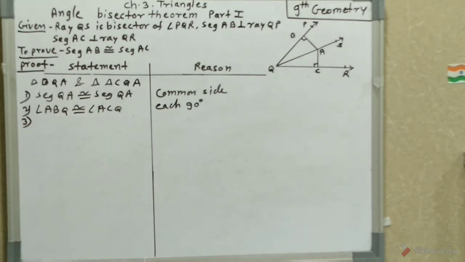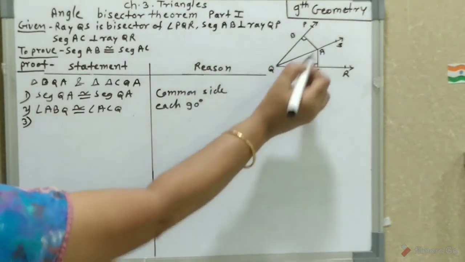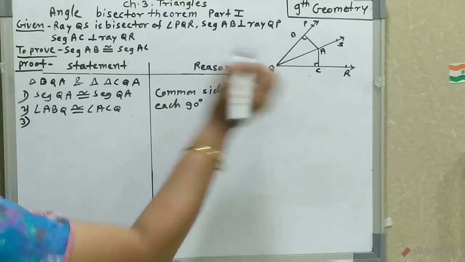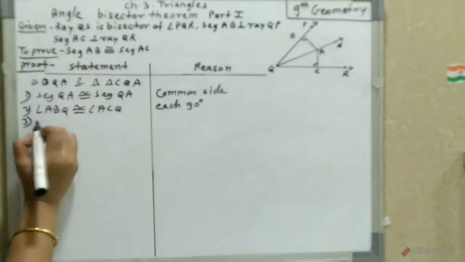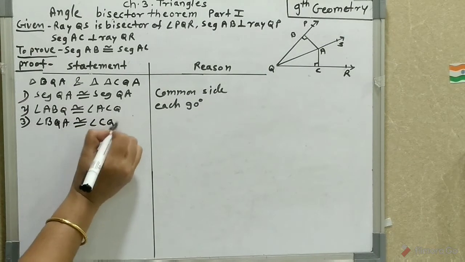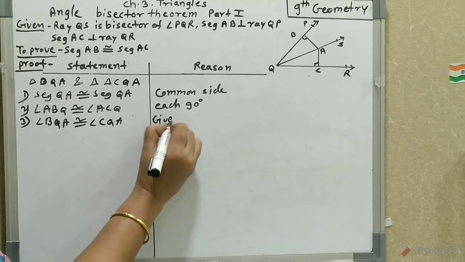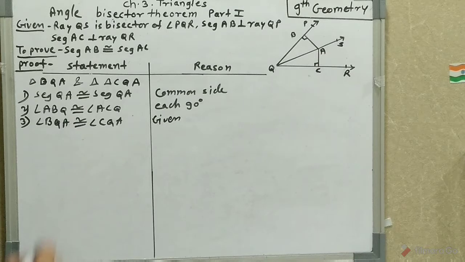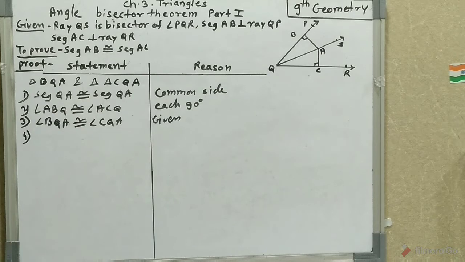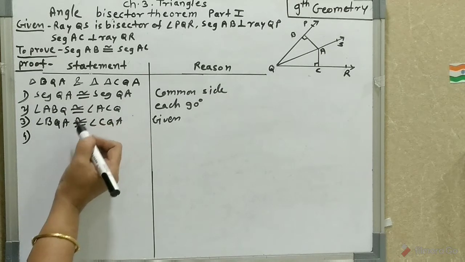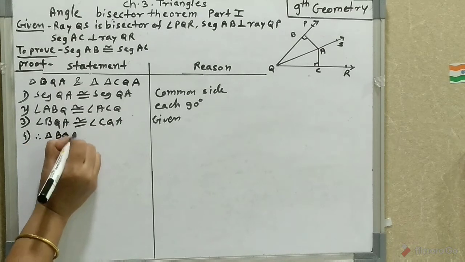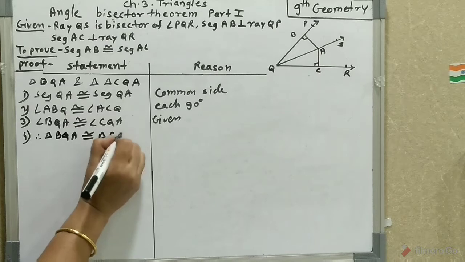Okay. Now the third one: angle BQA and angle CQA are also congruent, because this is the angle bisector, which divides the angle into two equal parts. So write angle BQA congruent to angle CQA. That is given, since it is divided into two equal parts. So these are our three conditions. These two triangles are congruent by which test? The side angle angle test, SAA. Therefore triangle BQA is congruent to triangle CQA.